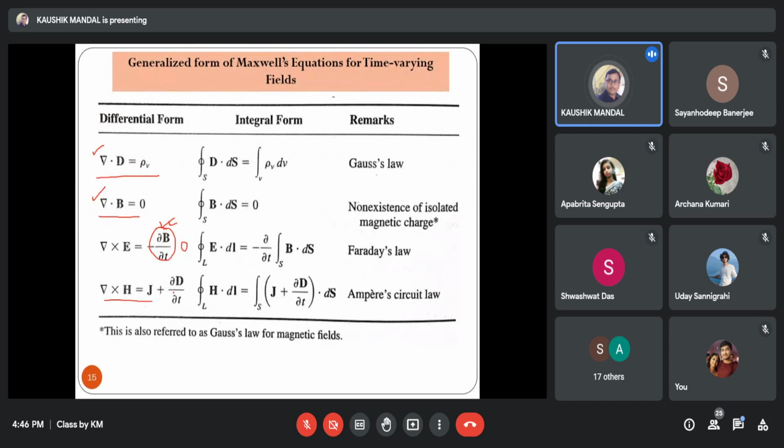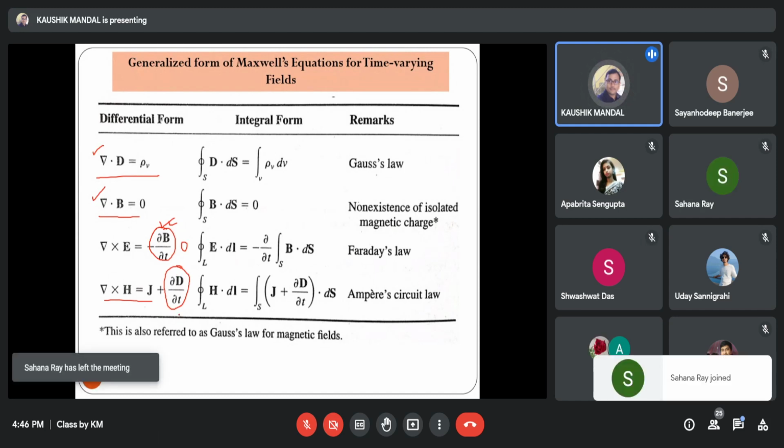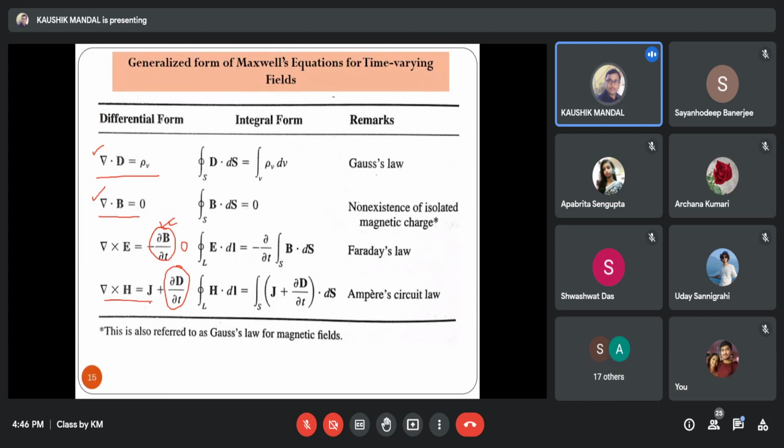But once we include the modification done by Maxwell due to the changing electric flux, we have to include the term that is the displacement current. So curl H equal to J is modified to curl H equal to J plus del D del T, where this del D del T is basically the displacement current density.